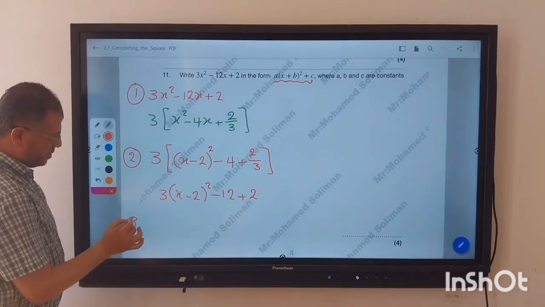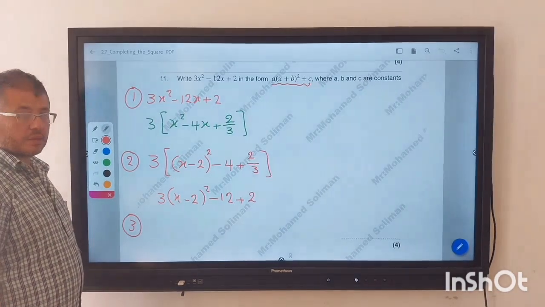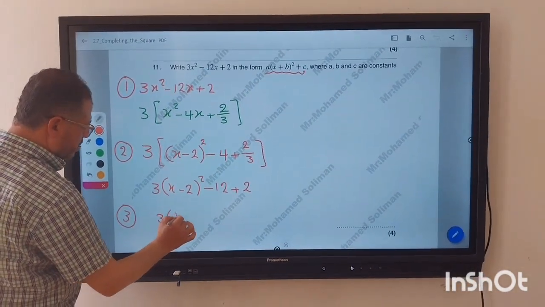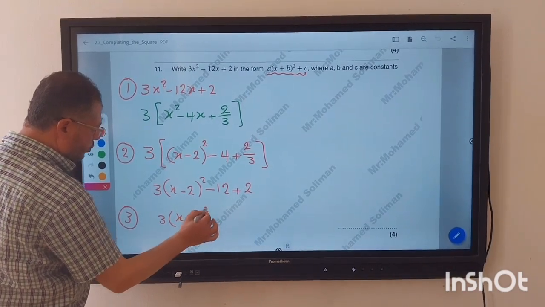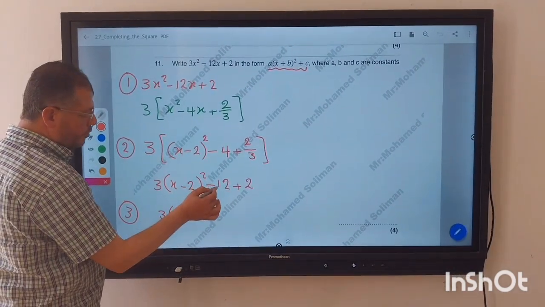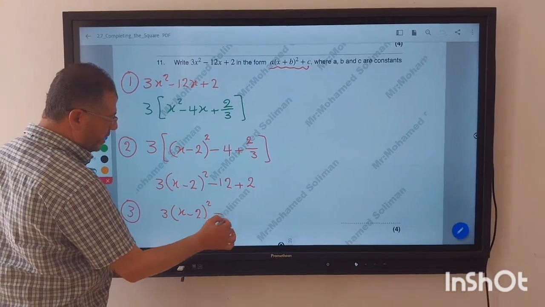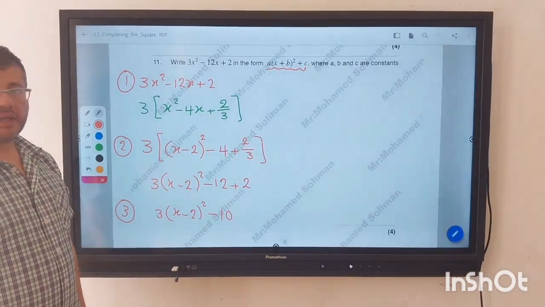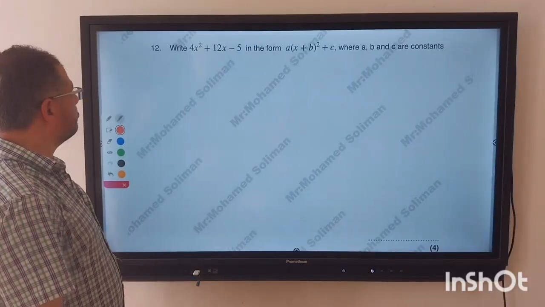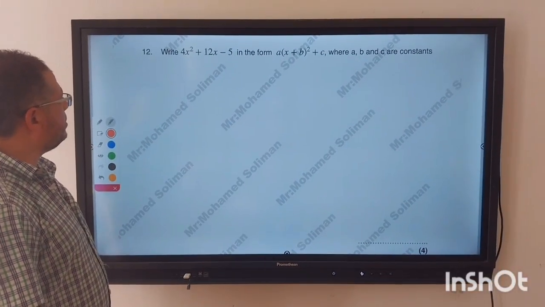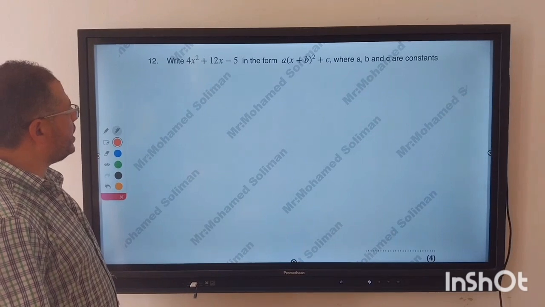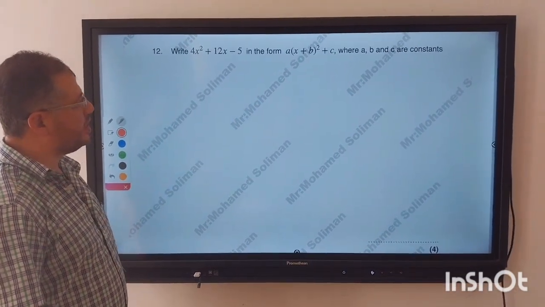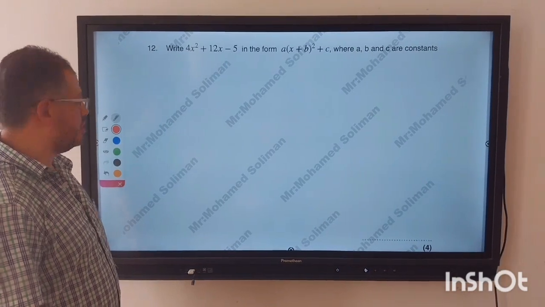Third step, simplify. 3 times (x minus 2) all to the power of 2, minus 12 plus 2, it will be minus 10. That's all. Next question. Here he also asked me to write 4x² plus 12x minus 5 in the form a(x plus b)² plus c, where a, b, c are constants.